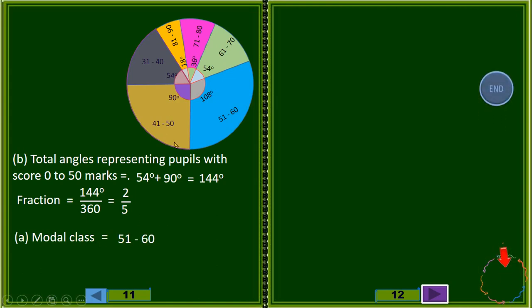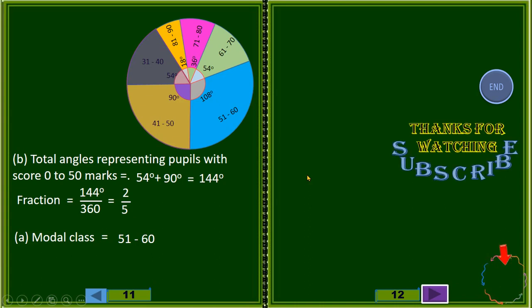Then the modal class. Looking at this, the modal class will give us the class with the largest angle. And the class with the largest angle is the class that scored 51 to 60. And therefore the modal class will give us 51 to 60. That gives us the answer for C, the modal class.